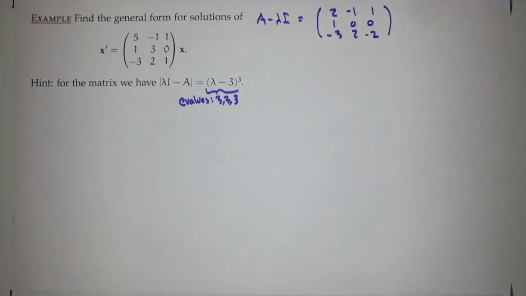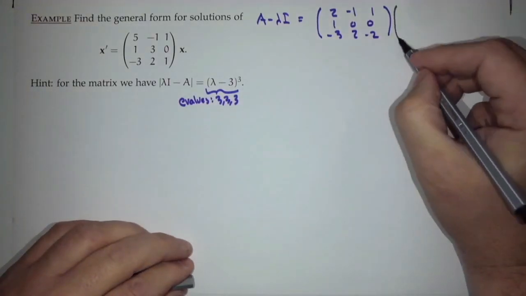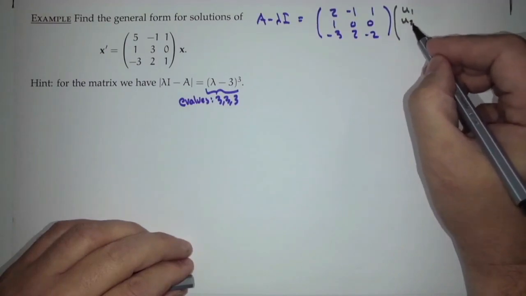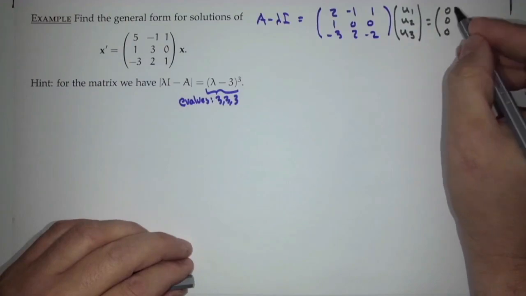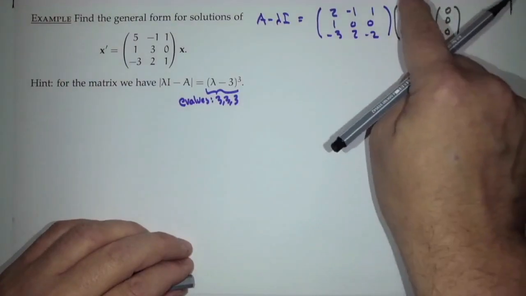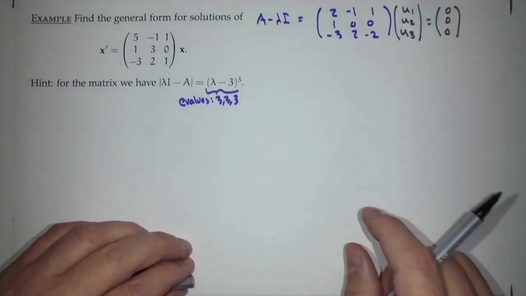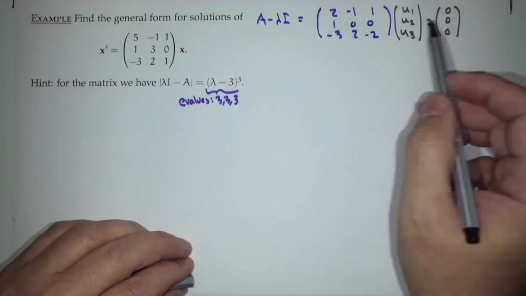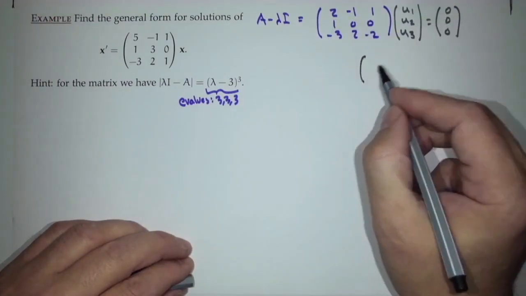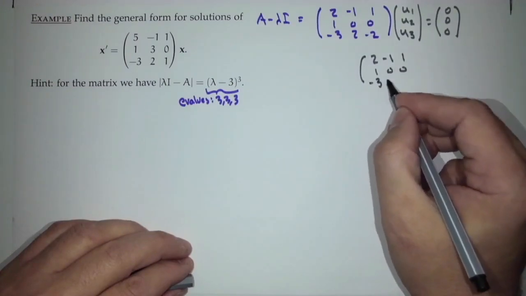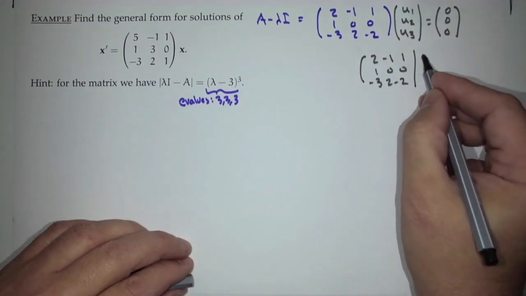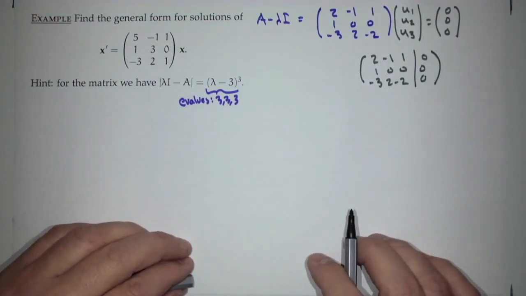All right, first step is, let's find out if it has any eigenvectors. So let's suppose I'm multiplying it by, I'll call it u, u1, u2, u3, and I want to get out 0, 0, 0. In other words, this is an eigenvector. Well, we have a system of equations. So 2, minus 1, 1, 1, 0, 0, minus 3, 2, minus 2, times u equals 0, 0, 0. What can we do?